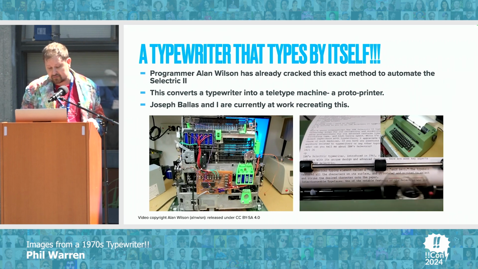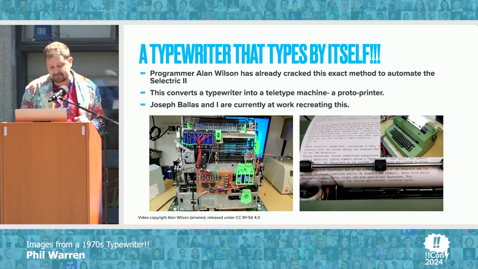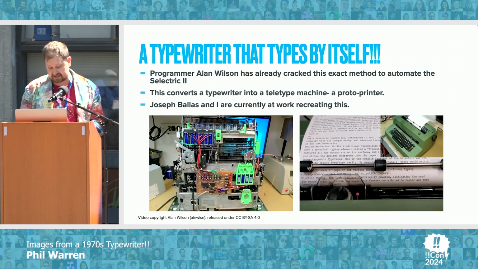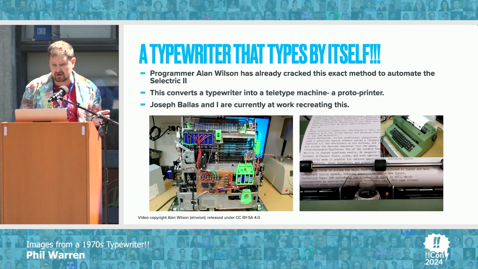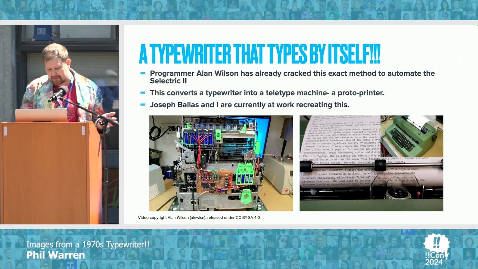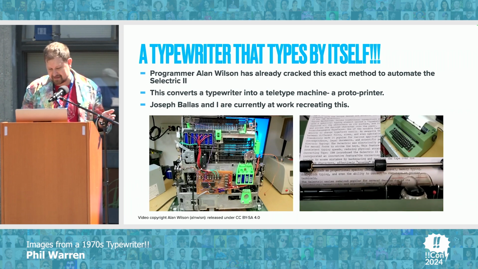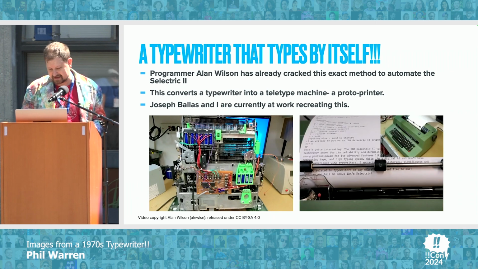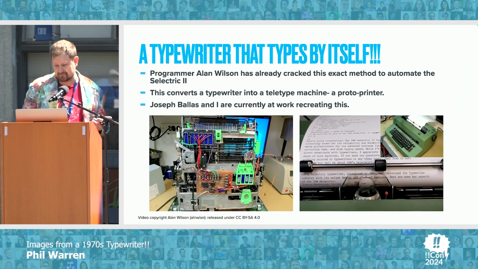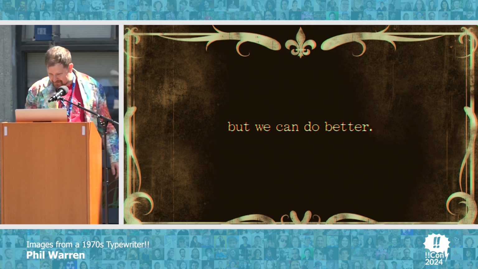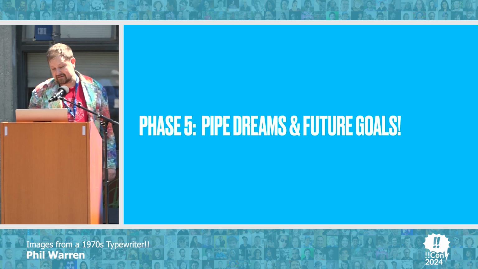Now, programmer Alan Wilson has already cracked a method to automate the Selectric 2. This converts the typewriter into a teletype machine or a proto-printer. Now, my partner in crime in this phase, Joseph Ballas, and I are currently at work on this. But can we do better? Yes, we can. So, phase 5, pipe dreams and future goals.